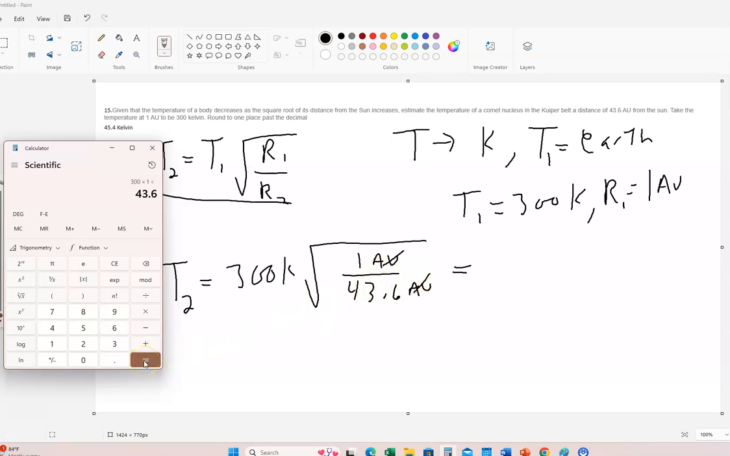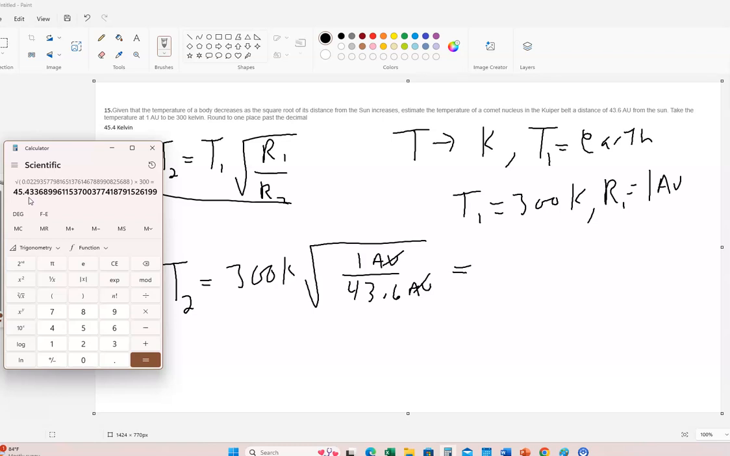With this calculator, it's better to do it in this order. Oh no, that's not the way. Let me clear that again. So 1 divided by 43.6 equals, so it's a really small number. I take the square root of that, and then multiply that times 300.